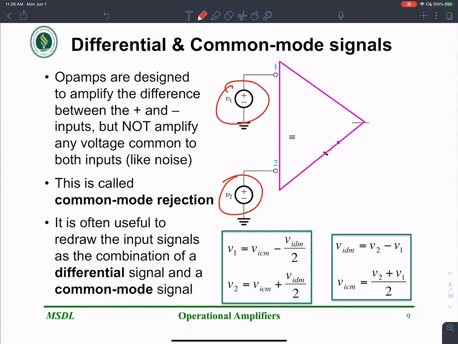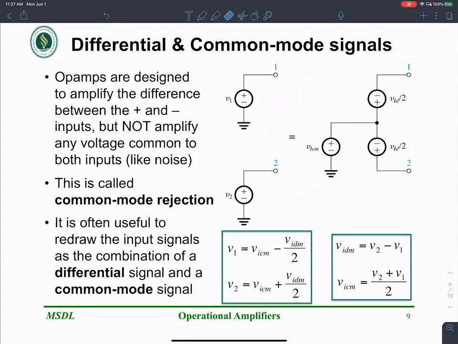Okay, I'm going to define the two inputs in terms of two new variables. They're still the same. The operation of the op-amp is still the same, except that I'm going to express V1 as a new voltage, V2 as a new voltage. So in terms of the operation, in terms of the values, nothing is changing.